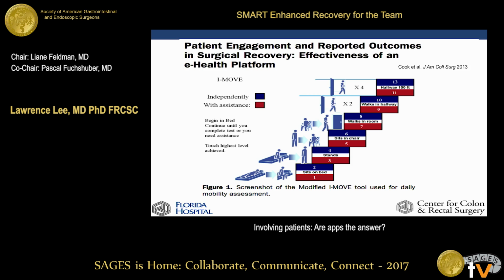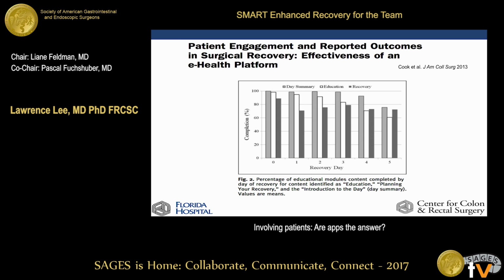So not only can you provide education and daily milestones, this is also useful in terms of research or data collection, because the patients are doing it for you. And when you look at compliance, really day 1 and 2 is where it's highest, and it falls off between days 4, 5, and 6.